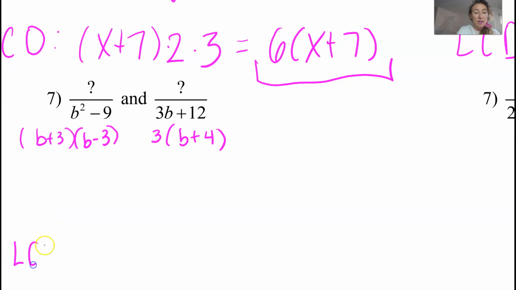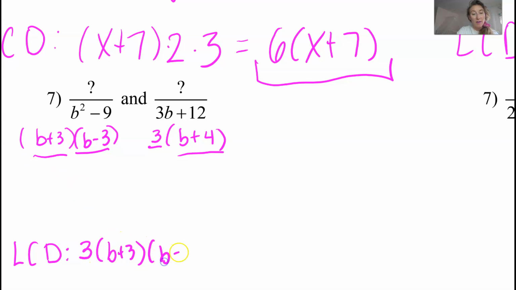So my LCD. Okay, so I need the number, and then here's one binomial, a different binomial, and then a third different binomial. Since all of those binomials are different, I actually need all 3 of them in my LCD. And because there's just that plain number 3 on one of them, that needs to be in the LCD. Also, it needs to be in both denominators. So I need the 3, I need the b plus 3, I need the b minus 3, and I need the b plus 4. This would be a very hefty problem.